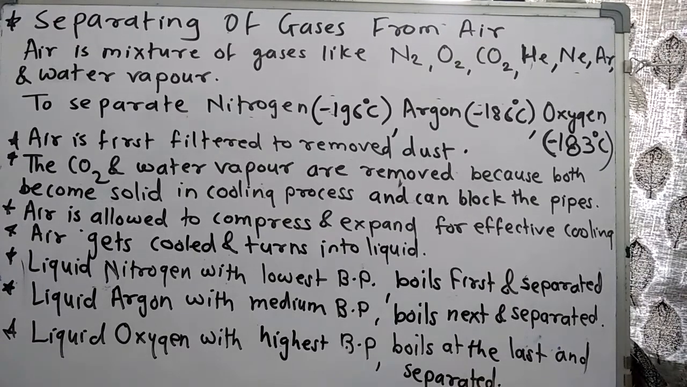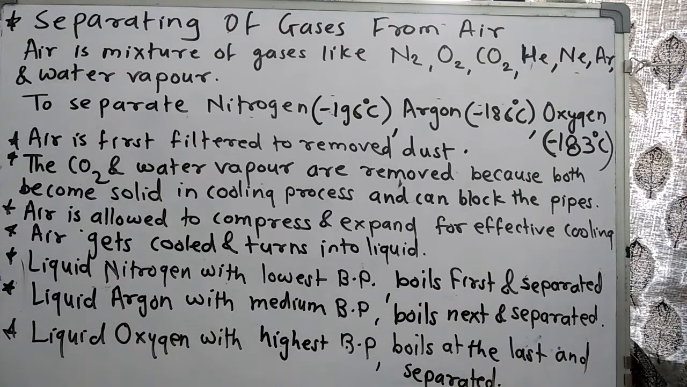Now see, in this process we have to do it by taking some steps. Air is a mixture of oxygen, hydrogen, nitrogen and many more gases, but it also contains dust. So in this process, air is first filtered to remove the dust. And we also want to remove the carbon dioxide and water vapor.